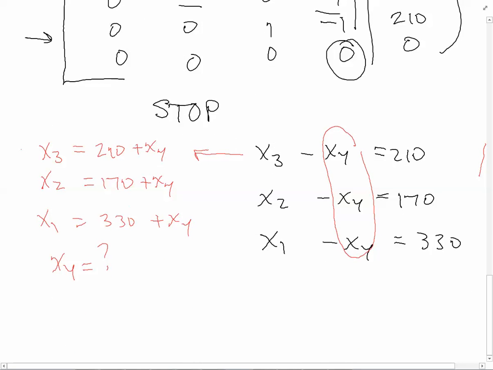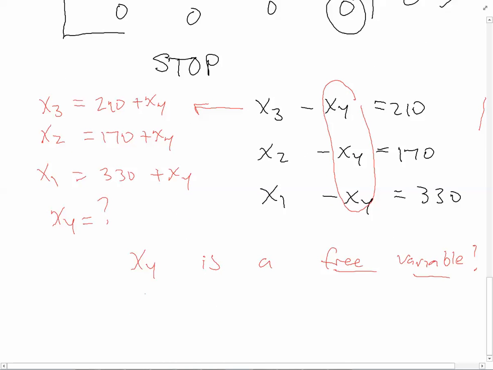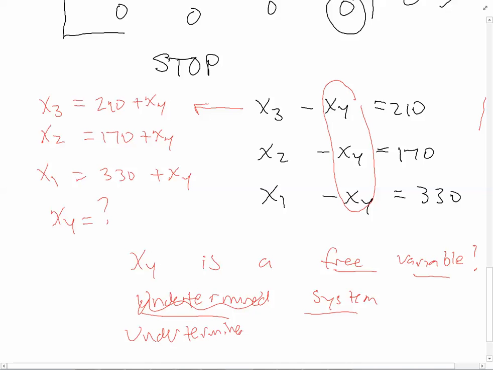So because all three of these flow rates depend on x4, we say that x4 is a free variable. And this type of system is called an underdetermined system. In other words, anytime you don't have enough information, we call it underdetermined. So maybe I should respell that. Underdetermined. And that's not necessarily a bad thing.